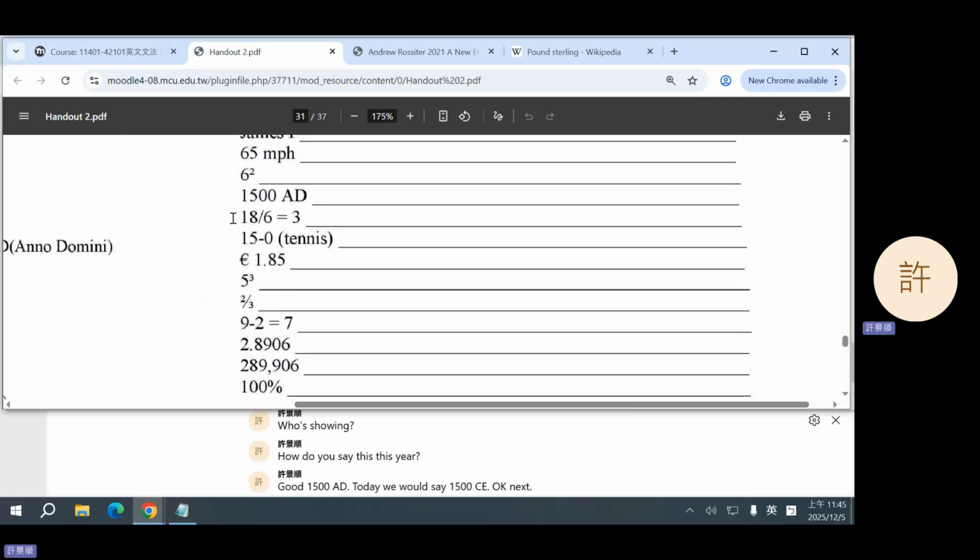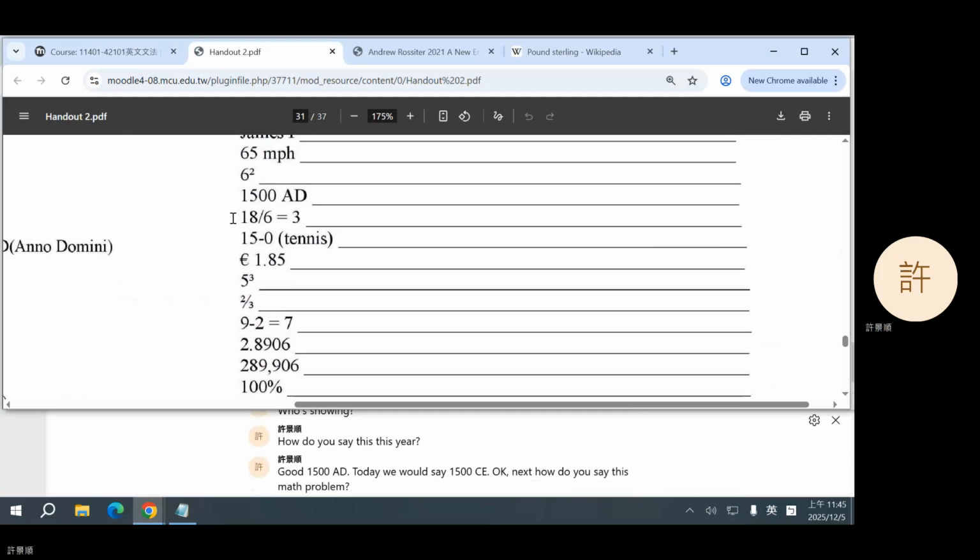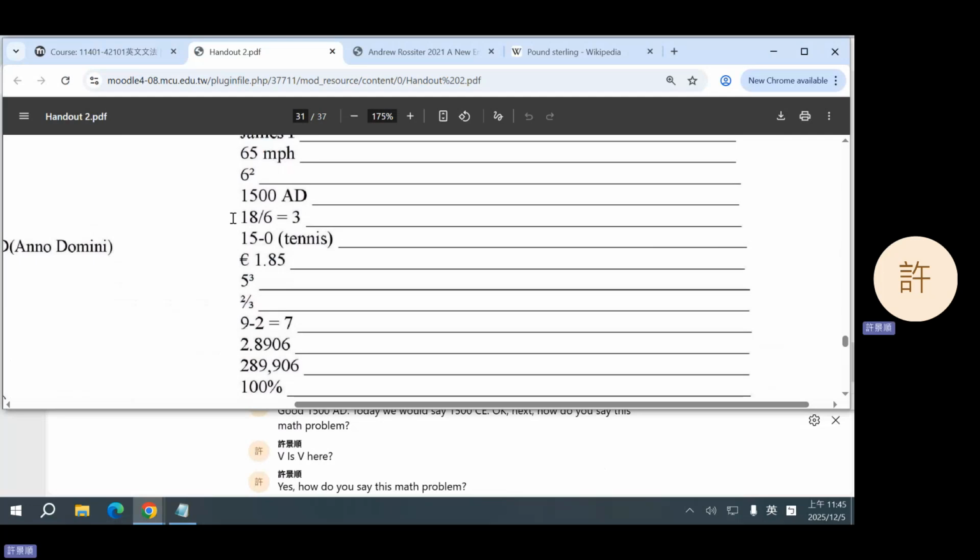Okay, next. How do you say this math problem? Yes. Good. 18 divided by 6 equals 3. Okay, next. How do you say this score in tennis? Good. 15 love.